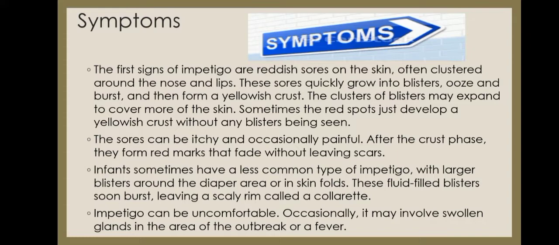Infants sometimes have a less common type of impetigo, with larger blisters around the diaper area or in skin folds. These fluid-filled blisters soon burst, leaving a scaly rim called a collarette. Impetigo can be uncomfortable. Occasionally, it may involve swollen glands in the area of the outbreak, or a fever.